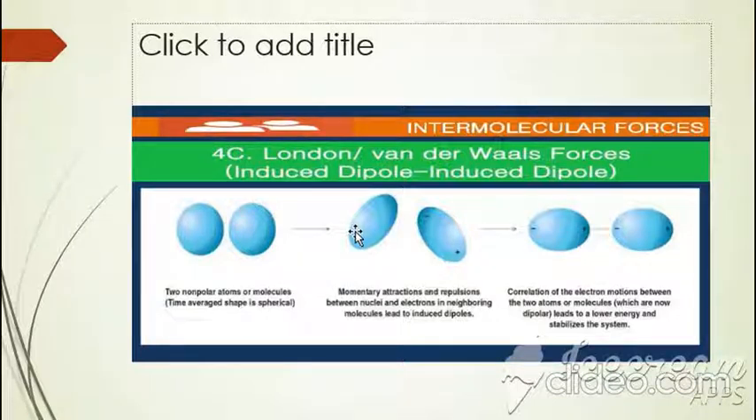In the next lecture, I will tell you the factors affecting the London forces. Second point: hydrogen bonding and the applications of hydrogen bonding.